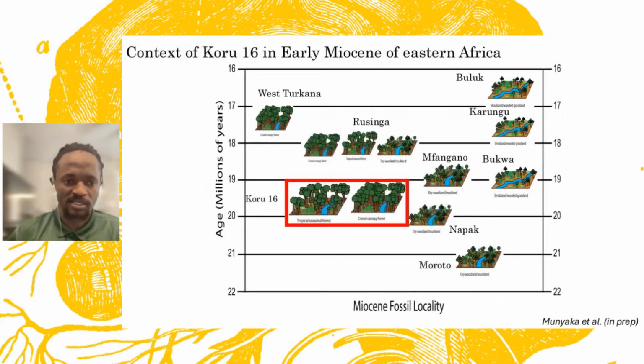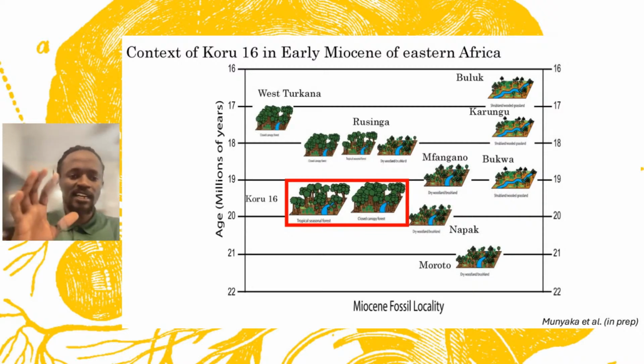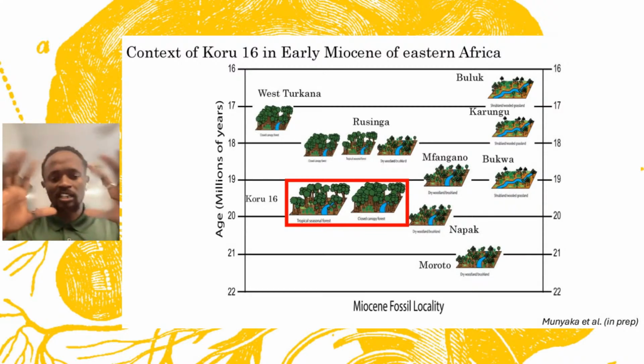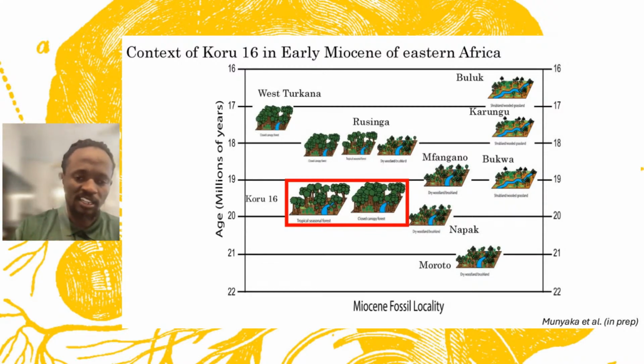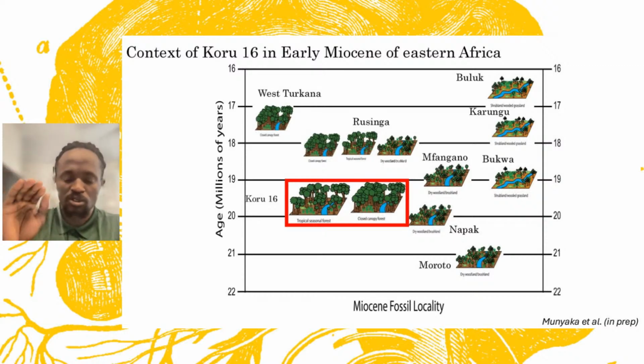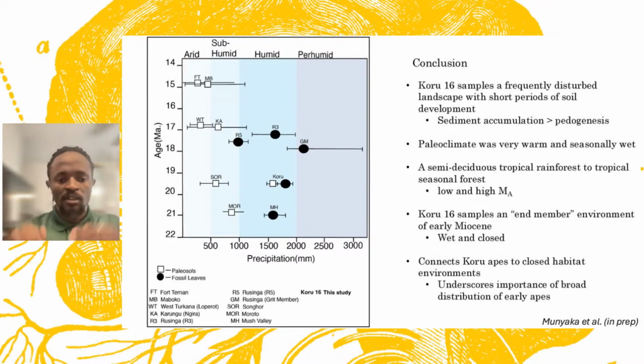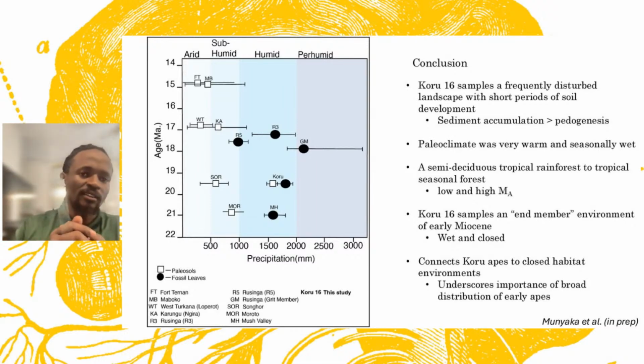the Banyang forest. So taking that and now placing Koru 16 among the other fossil sites in East Africa, Koru 16 now falls into this tropical seasonal forest, with also a closed canopy effect in it. So I use two proxies to pretty much understand what's going on in paleoclimate and paleoecology.